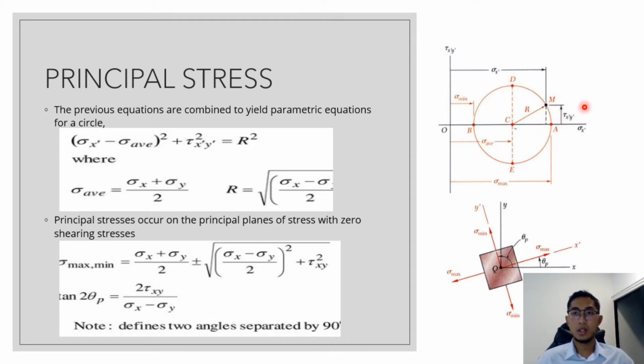So from the question, we need to analyze where the value is. This means sigma minimum is from O to B, while sigma max is from O to A. We also can use tan 2 theta P equal to 2 tau xy per (sigma x minus sigma y). And a disclaimer, we need to define two angles separated by 90 degrees.